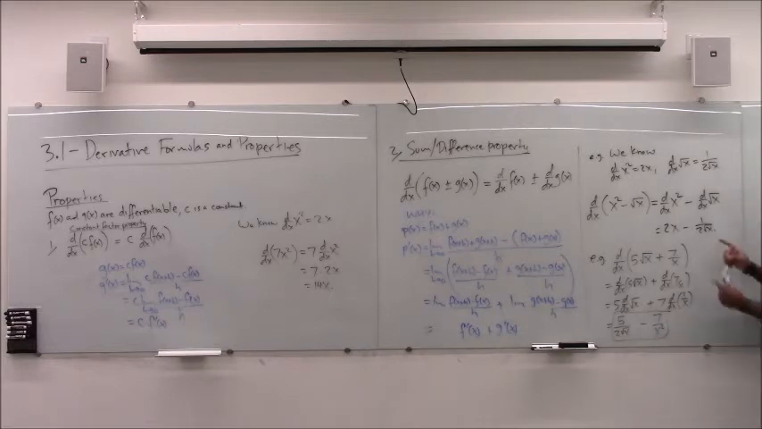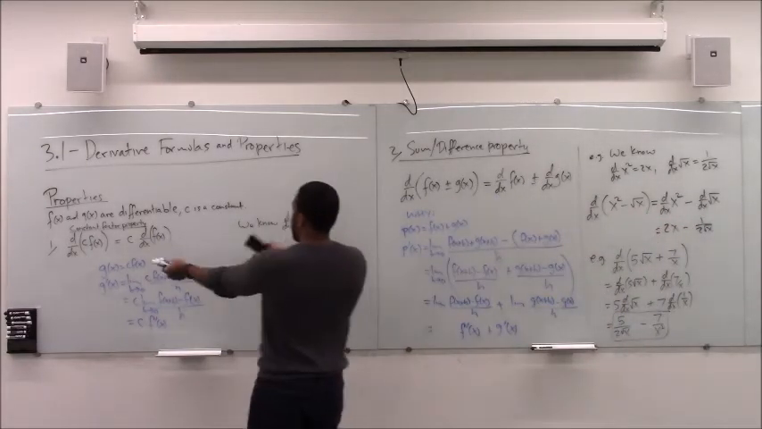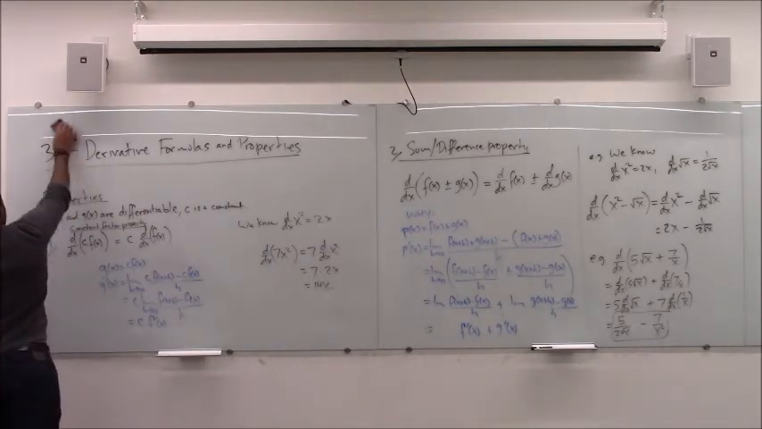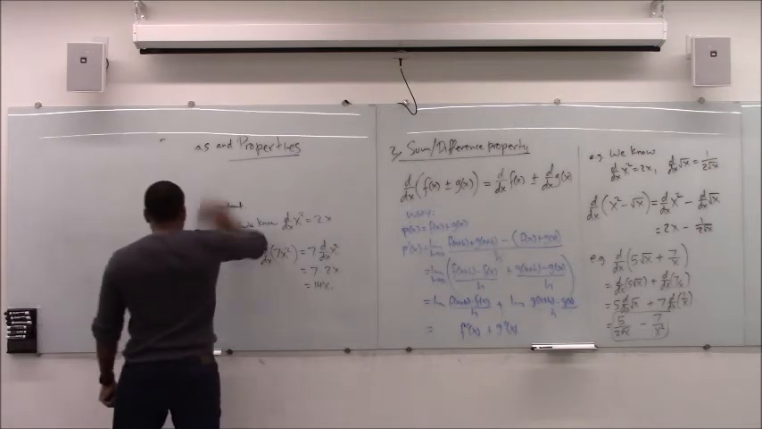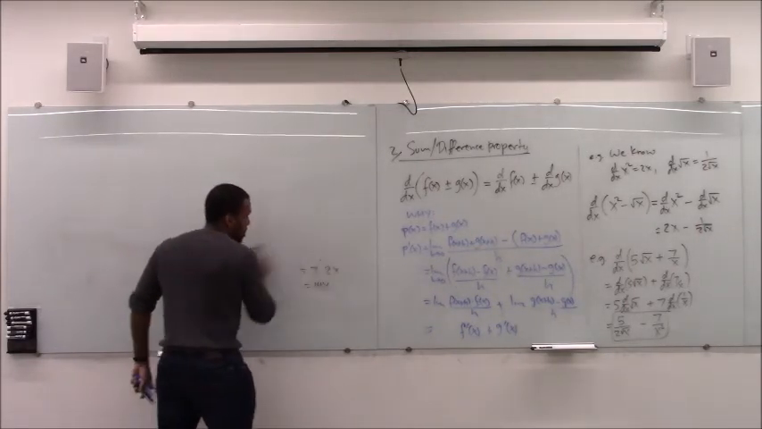So knowing how to find the individual derivatives of radical x and 1 over x, I can figure out the sums of them, and if I multiply any of them by constants, I can automatically figure those out too. So those are nice. Those are the constant factor property and the sum difference property. Now, here's another thing that's going to be useful.